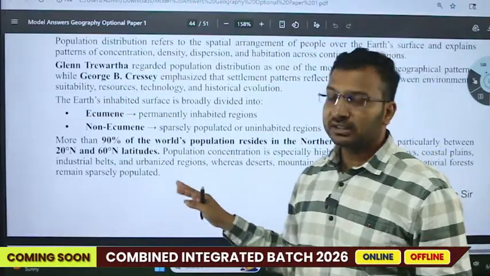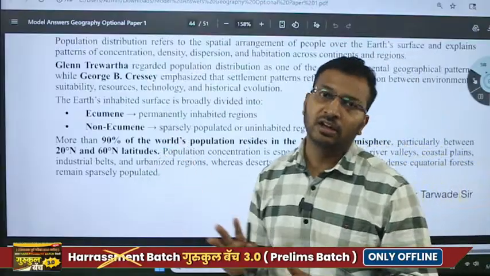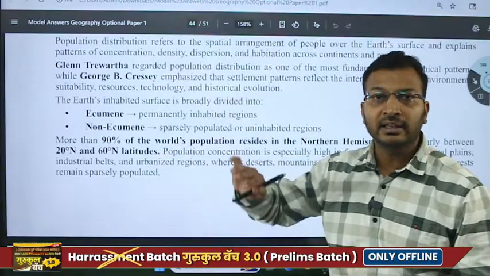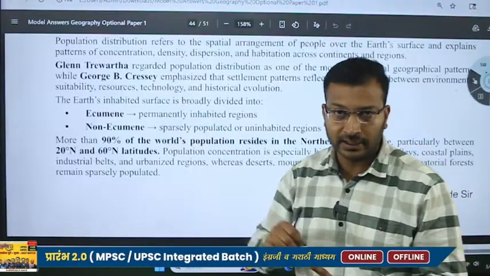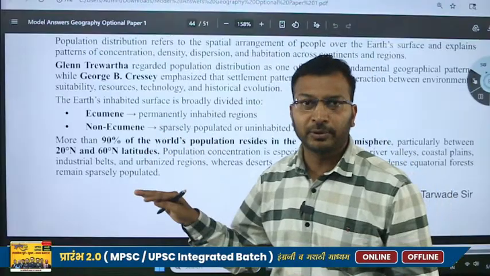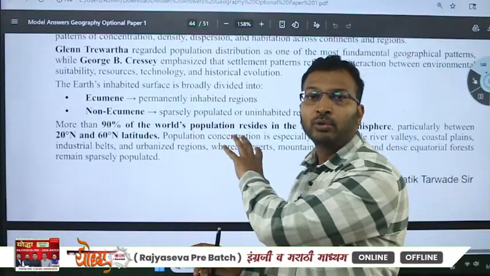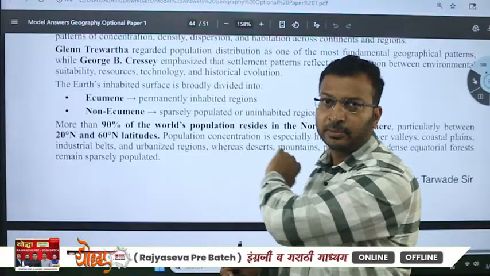Then the Earth's inhabited surface is broadly divided into two types, the ecumene and the non-ecumene. Ecumene is the areas or regions which are inhabited by people, and non-ecumene are those areas which are sparsely populated or uninhabited by people. And the question is asking about distribution of population, so write some concepts about the distribution of population.